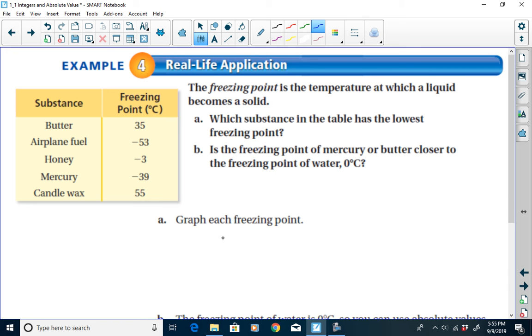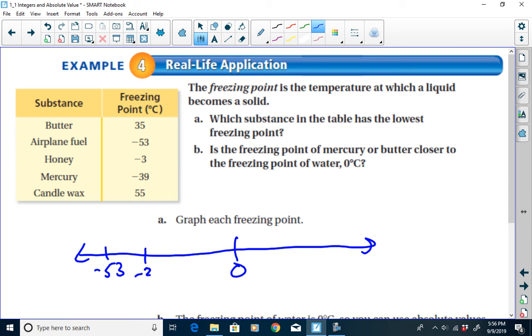Well, a very useful method we can use to compare these values would be a number line. So if we're locating each of these on a number line, I always have to start with 0. So I'm going to put 0 here. I know that the furthest left of 0 is going to be negative 53. Then negative 39, and then negative 3 is going to be closer to 0, but still to the left of 0.